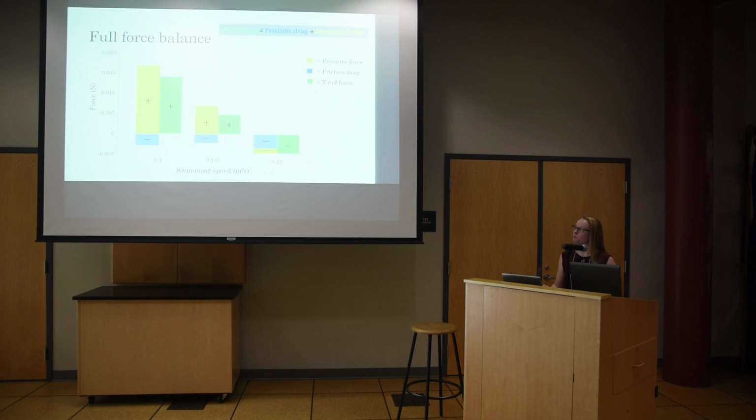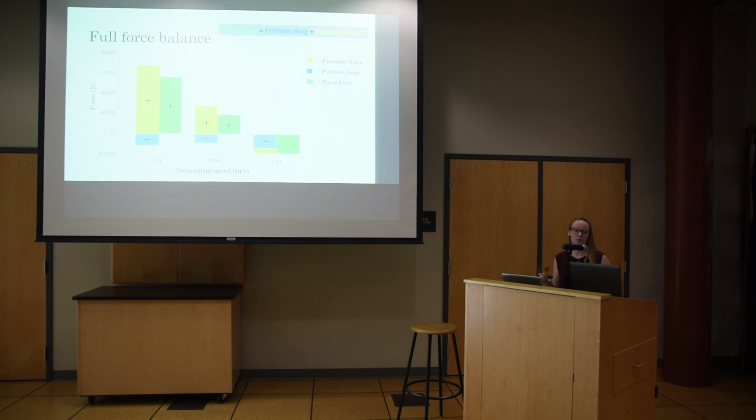So here is data for the full force balance that I mentioned earlier. Total drag is made up of friction drag and pressure force, like I mentioned earlier. And as you can see in this plot, the total of the friction drag plus the pressure force is equal to the total force on the object. And this is just interesting information.